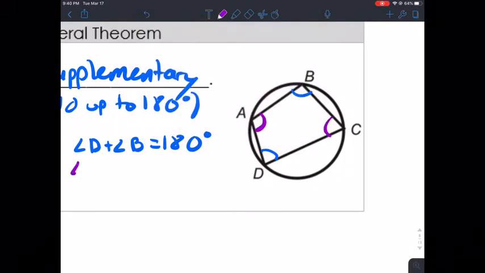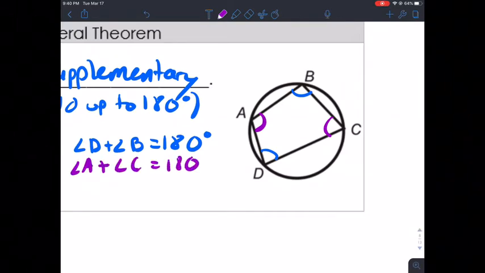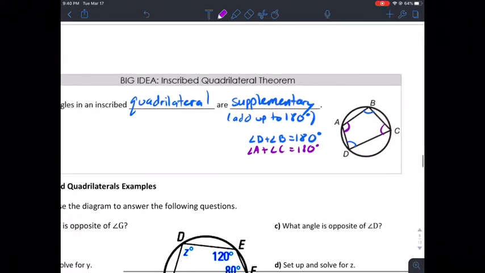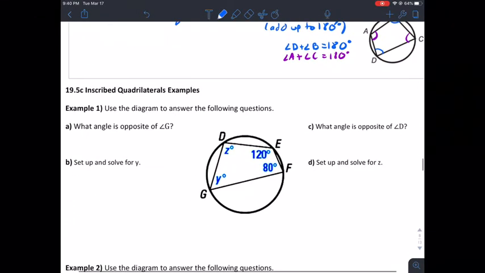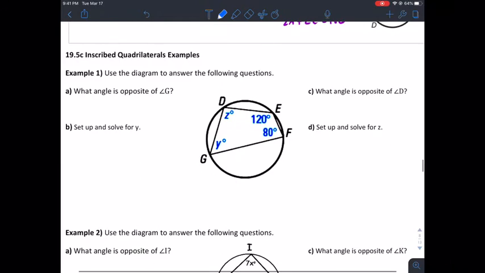And then we have A and C. Angle A plus angle C equals 180 degrees. So you're going to use this idea throughout this topic. For number one, it says use the diagram to answer the following questions. What is the angle opposite angle G? If we're looking at angle G, that's this guy right here. The angle opposite him is going to be angle E.